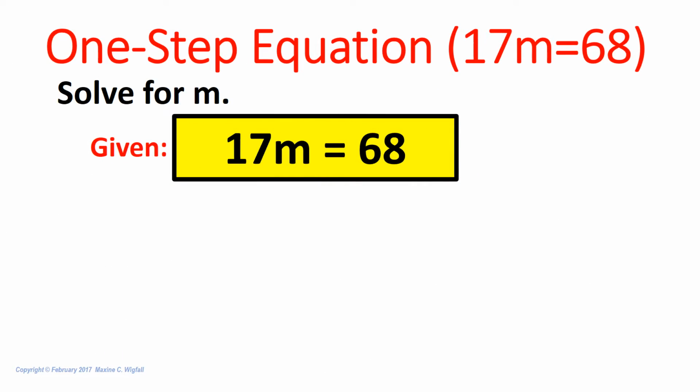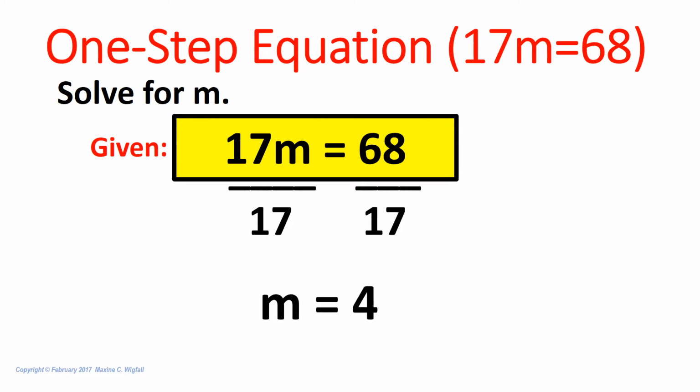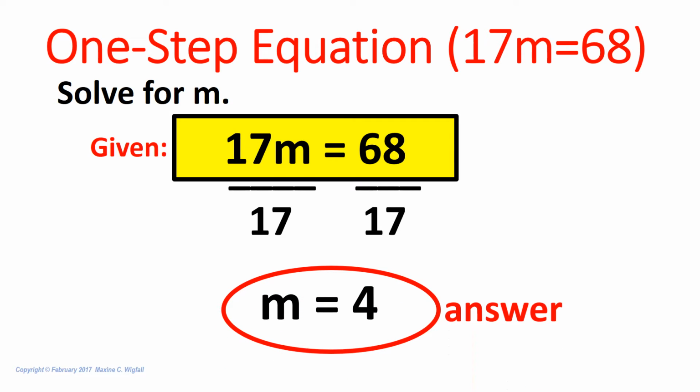17m equals 68. Divide by 17 on both sides. M equals 4. 17 divided by 17 is 1. 68 divided by 17 is 4. 1m is the same as saying m. The answer, m equals 4.